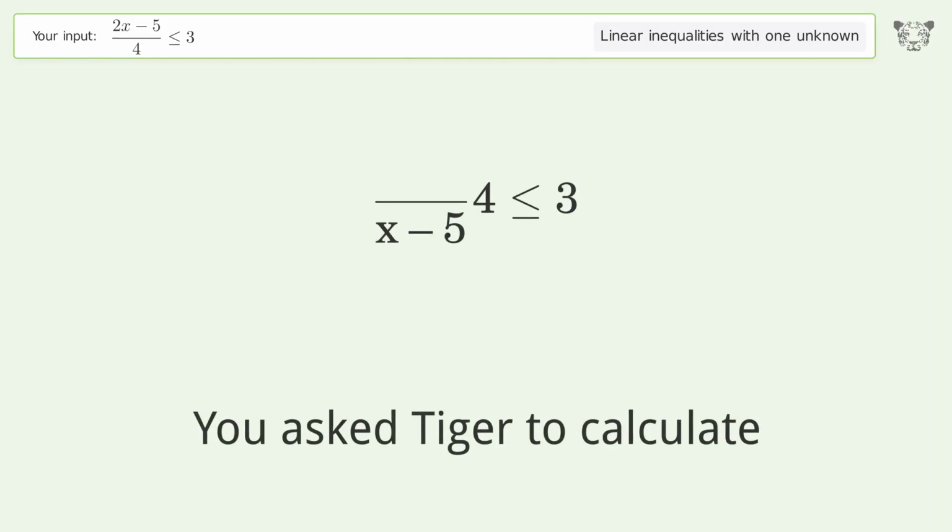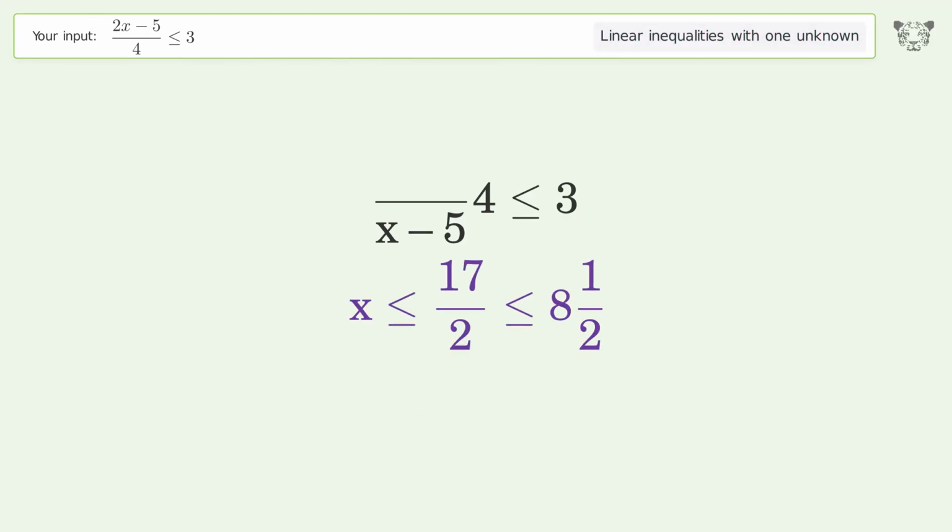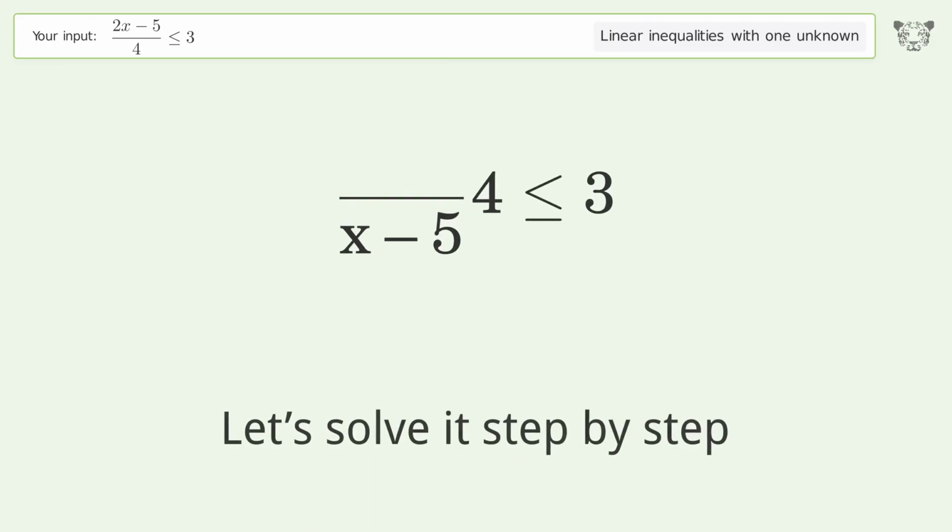You ask Tiger to calculate. This deals with linear inequalities with one unknown. The final result is x equal or smaller than 17 over 2 equal or smaller than 81 over 2. Let's solve it step by step.